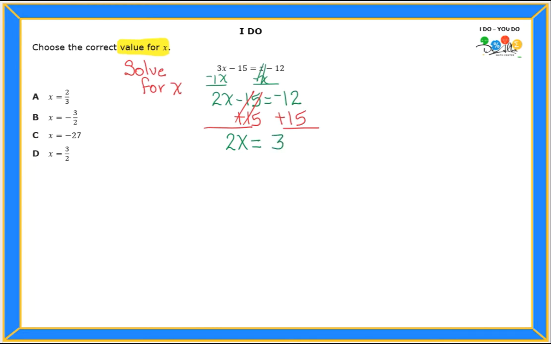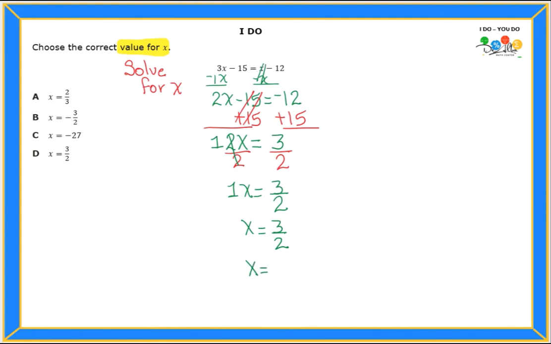Okay, now I need to get rid of the coefficient 2. Now notice how 2 is multiplying x. The opposite of multiplying is dividing. So I'm going to divide by 2. Okay, so my 2 divided by 2 cancels out because it actually converts to a 1, right? And that's the same thing as saying 1x equals 3 over 2, which is the same as x equals 3 over 2.